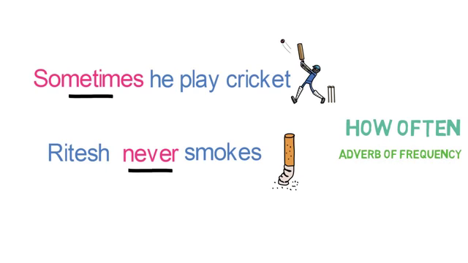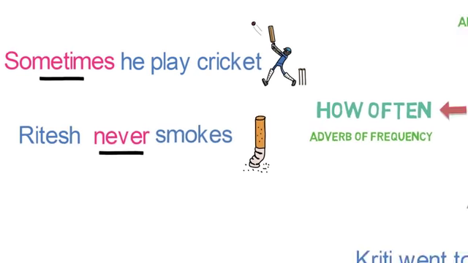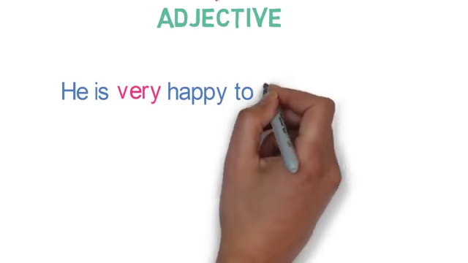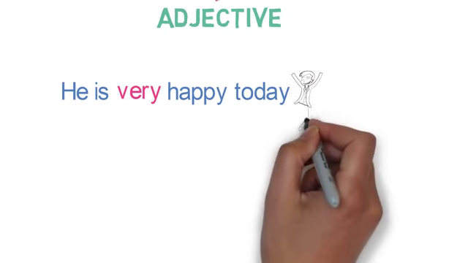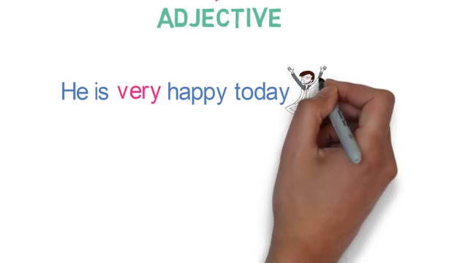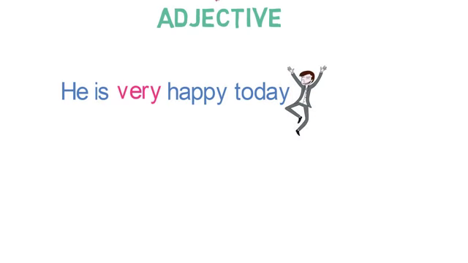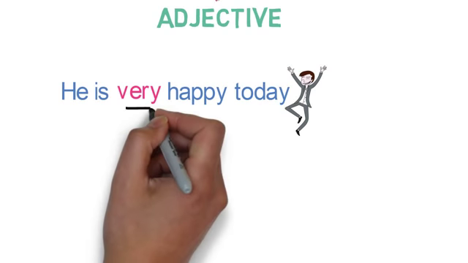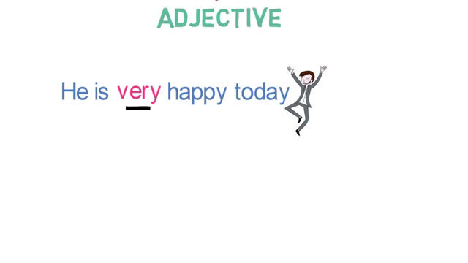Now we have seen the examples of adverbs that are describing a verb or any action. Let's look into the adverbs that describe adjectives. He is very happy today. Now what is the adjective here? Happy. And which word describes the intensity of his happiness? Very. So very is an adverb describing the adjective happy.